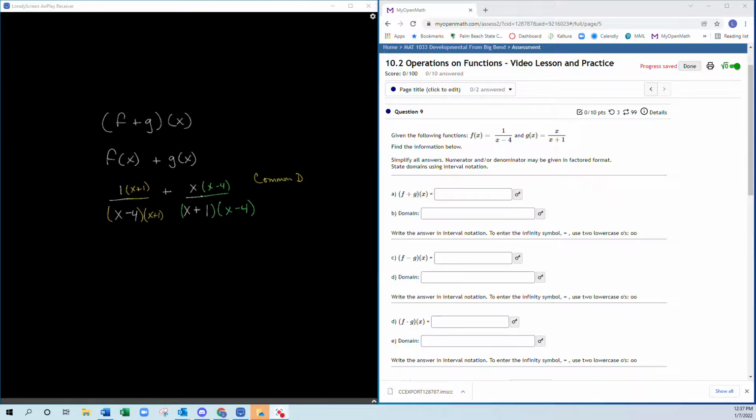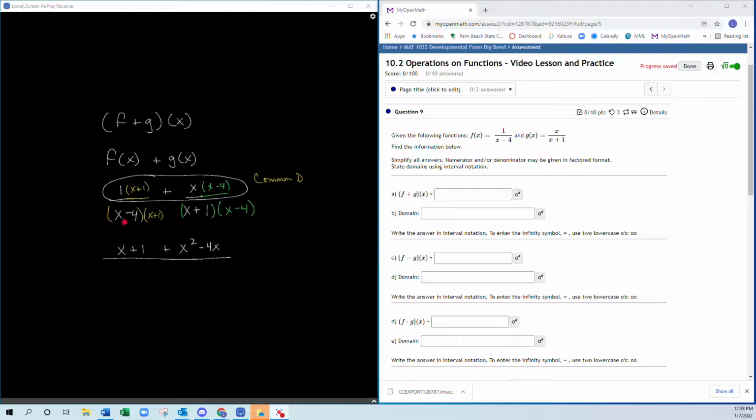So let's simplify what I have in the numerator. When I distribute the 1, that gives me 1 times x and 1 times 1, so that gives me x plus 1. I'm adding that to, in the numerator on the other side, x times x, which is x squared, and then x times negative 4. So that gives me x squared minus 4x. And that's over the common denominator, which is the same for both of them.